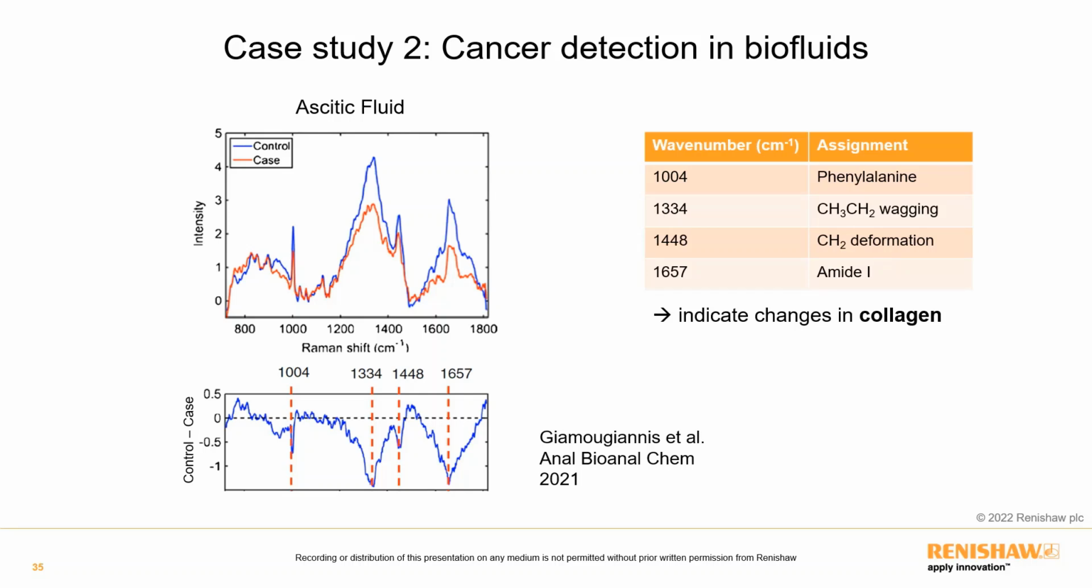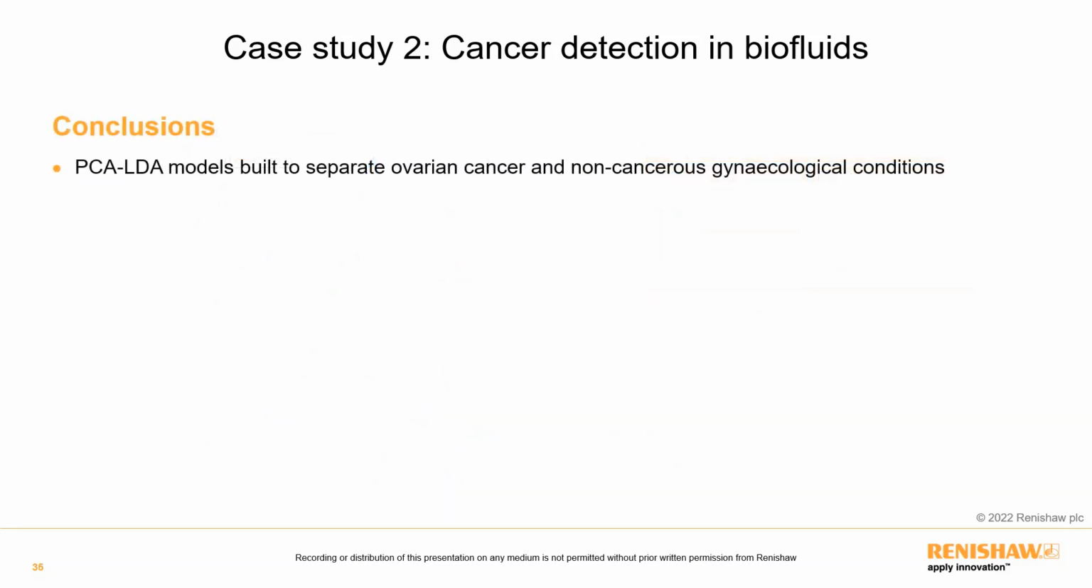If we look at the difference between spectra from ascitic fluid from patients with and without cancer, we can see that the main differences involve peaks corresponding to protein and carbon-hydrogen chains. Taken together, these spectral differences indicate a change in collagen composition in the ascitic fluid when cancer is present. Thus, Raman spectroscopy not only allows models to be built in order to separate healthy and diseased biofluids, but it also provides a wealth of information to allow us to understand the chemical changes which underpin the classification that's taking place. In the second case study, a PCA-LDA classification model was built to separate biofluids with and without ovarian cancer.